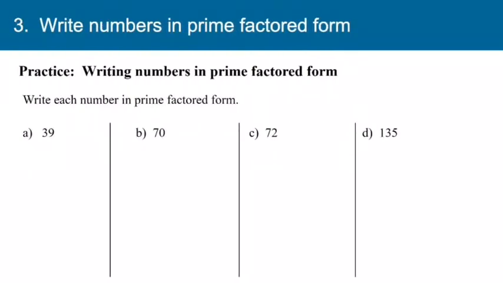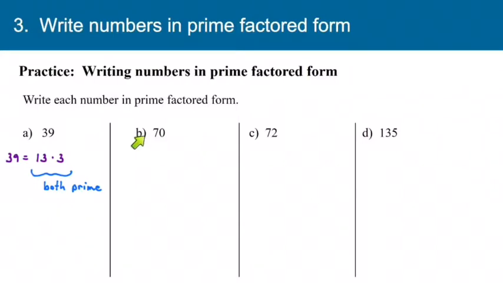Okay, so assuming you've had a chance now to try these on your own, let's go through them together. Our instructions say to write each number in prime factored form. Okay, well, we know that 39 is 3 times 13. And notice that 13 is prime and 3 is prime. So both of these are prime, and therefore this is the prime factoring. And that's all there is to do on that one.